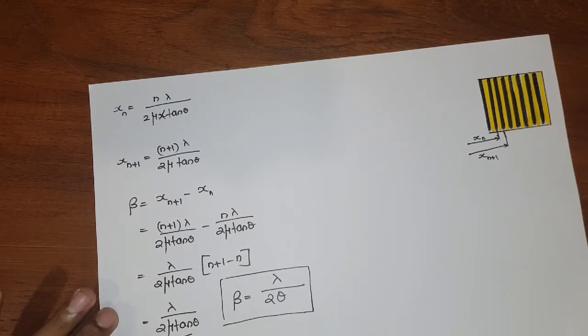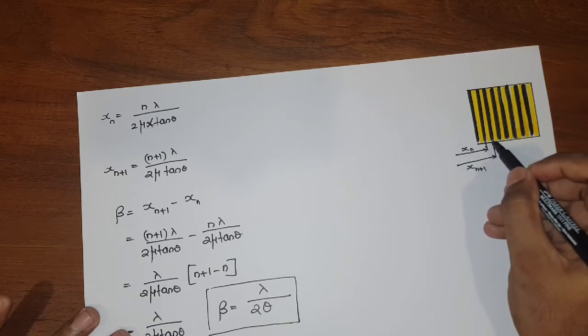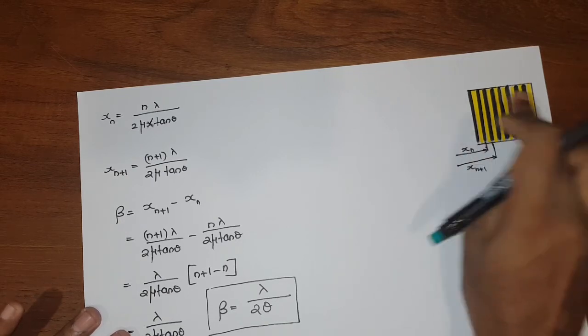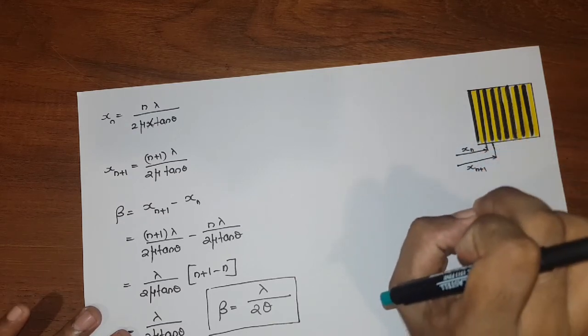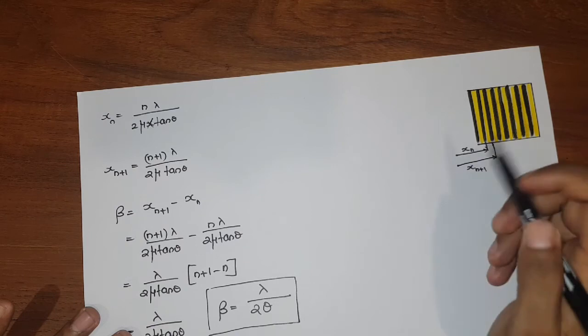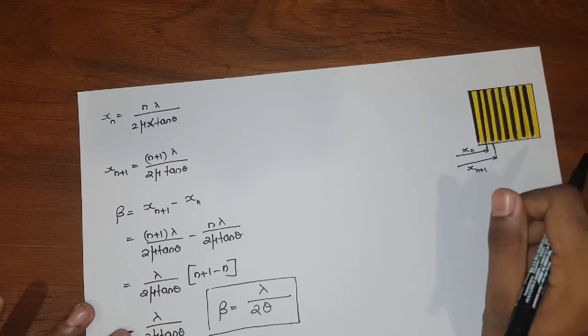But practically, when we are doing the same thing, this is not what we do. Practically, measuring the x values of two adjacent fringes is very hard, because this is an enlarged figure. In actual practice, these fringes are very closely spaced. So finding the positions of adjacent fringes is very hard while using a traveling microscope.